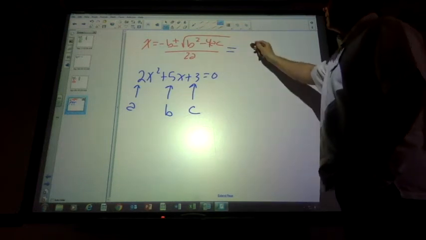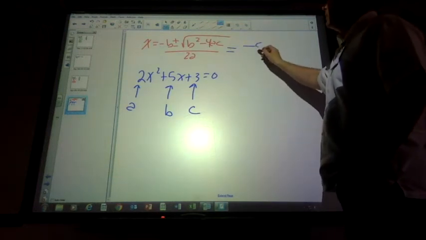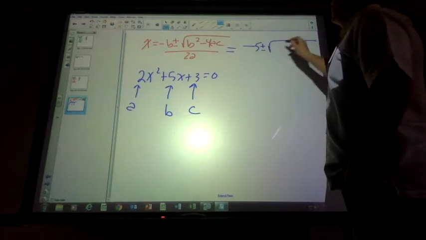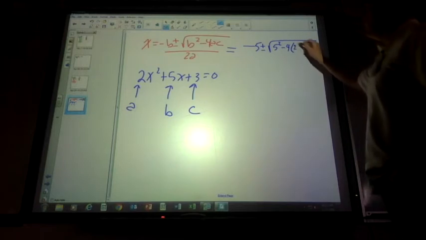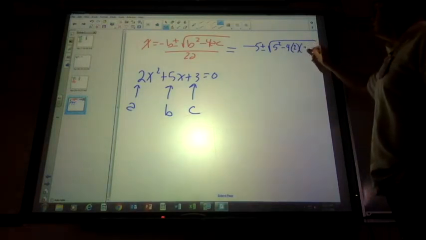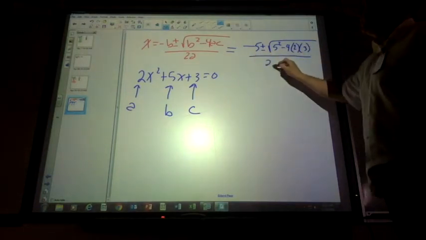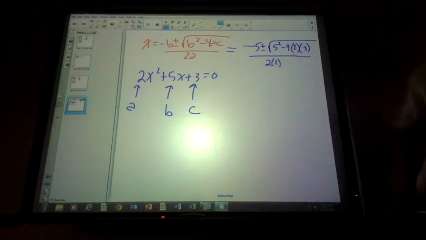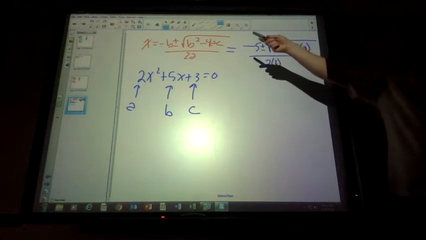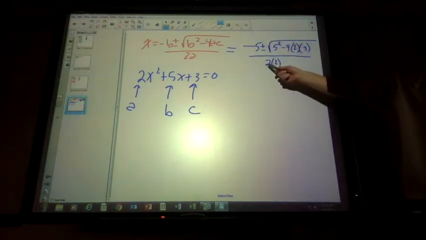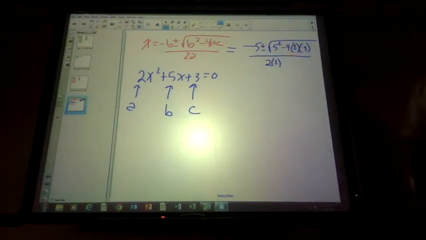So I have the negative that goes with the b, so my b value is 5, plus or minus the square root of 5 squared minus 4. My a value is 2, my c value is 3, and it's all over 2 times 2. Does it make sense where all those numbers came from? Where did that 4 come from? Well, it's one of the constants. It's always going to be there. Where did this 2 come from? Again, it's one of the constants.